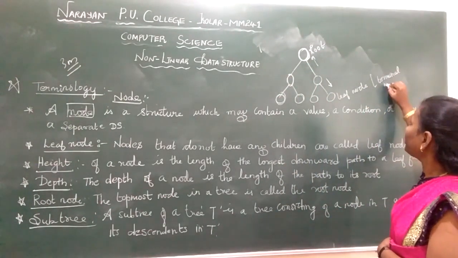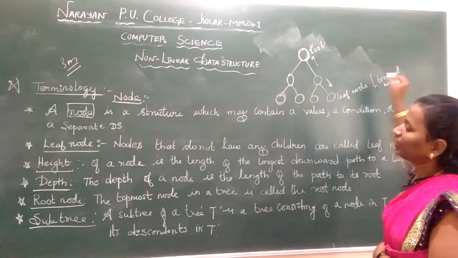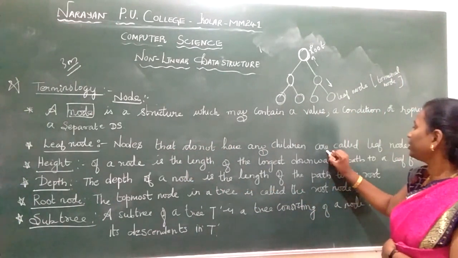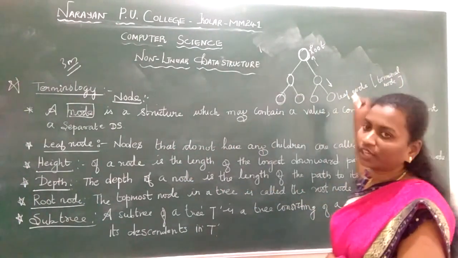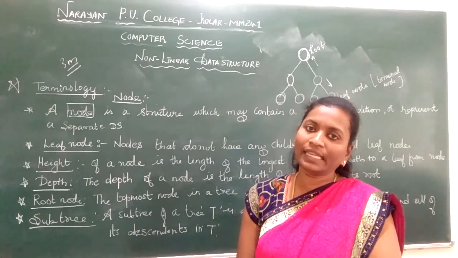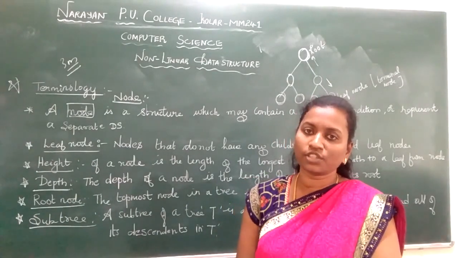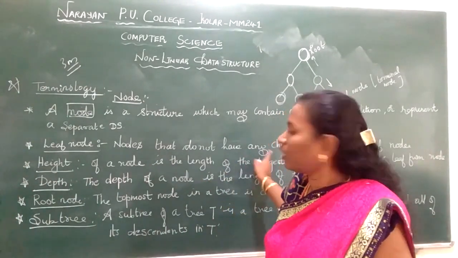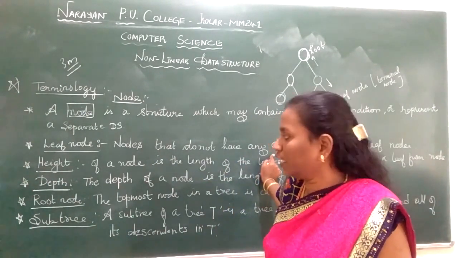A leaf node is nothing but your terminal node. The other definition is that nodes that do not have any children are called leaf nodes. For leaf nodes we don't have any child node, zero child nodes. The last node which doesn't have any children we call a leaf node.